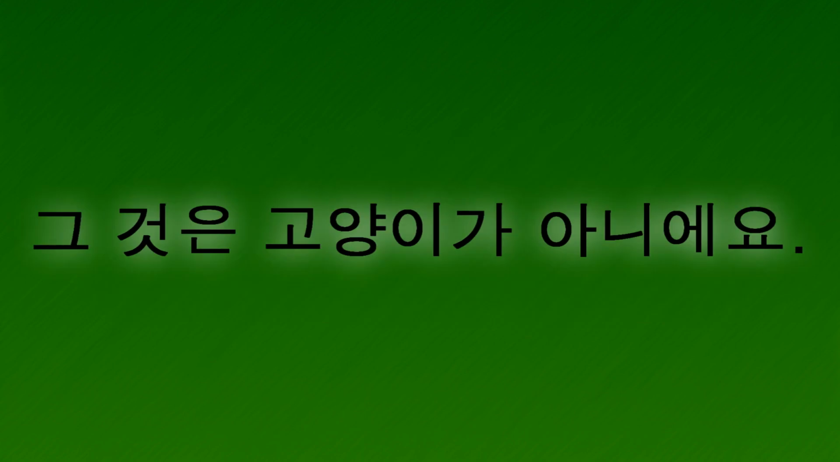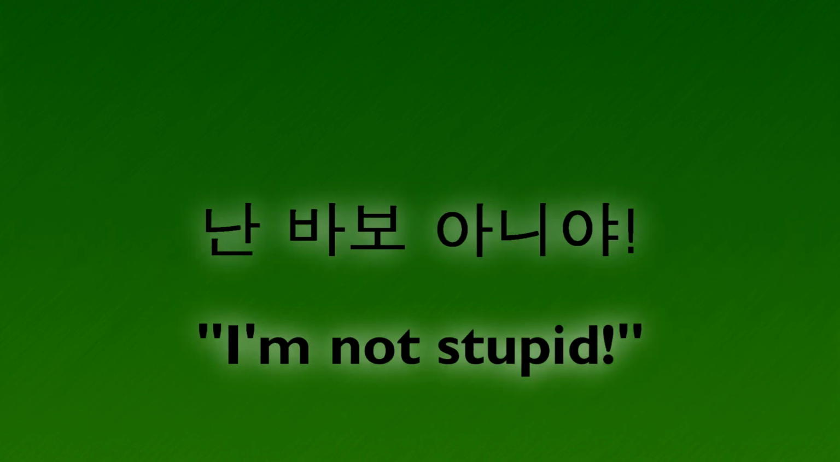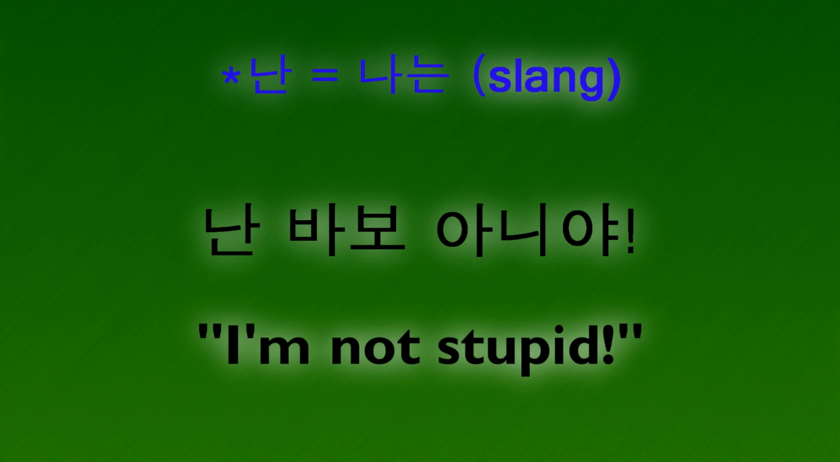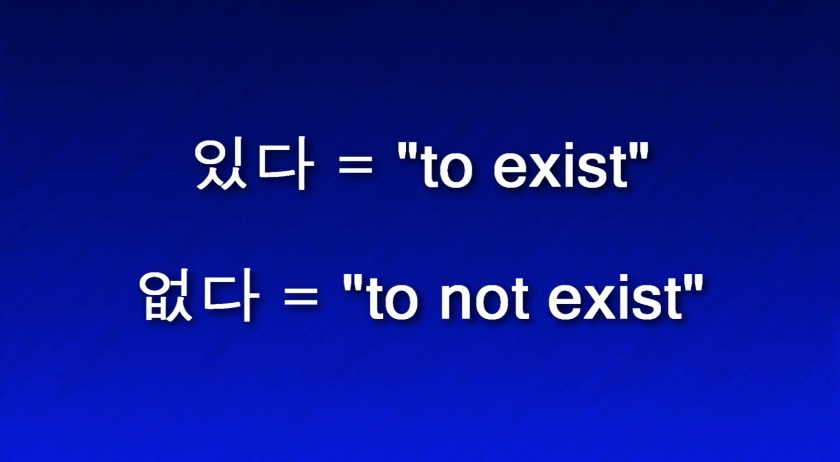Therefore, if you wanted to say that is not a cat, you would say 그것은 고양이가 아니에요. Notice that we use the subject marker here since we're using 아니다. Here are some more examples. 난 바보 아니야. Since it's using 난 and 아니야, this sentence would be slang. 저는 좋은 학생입니다. Now let's go over 있다 and 없다.